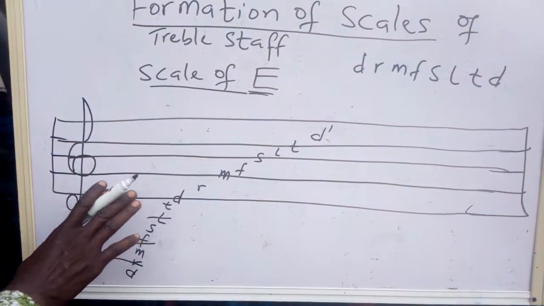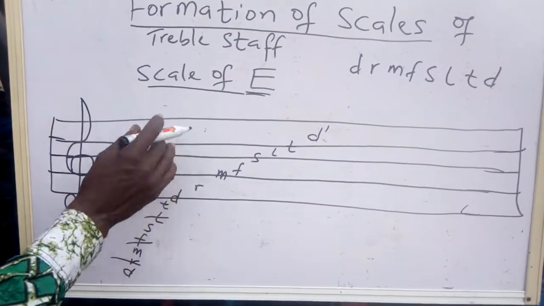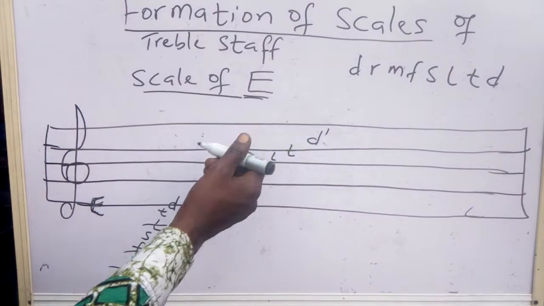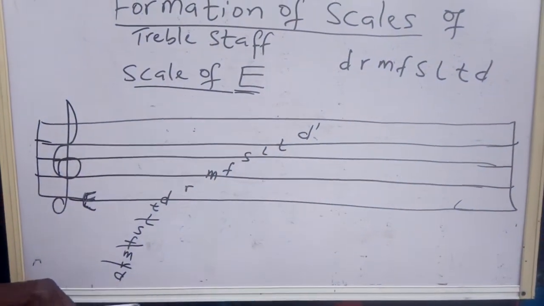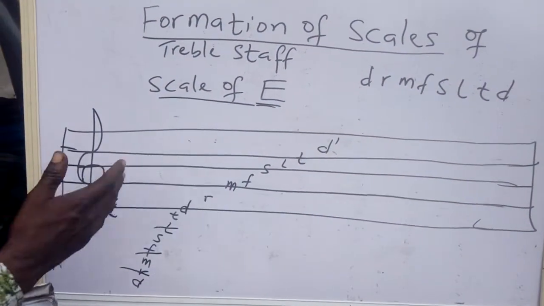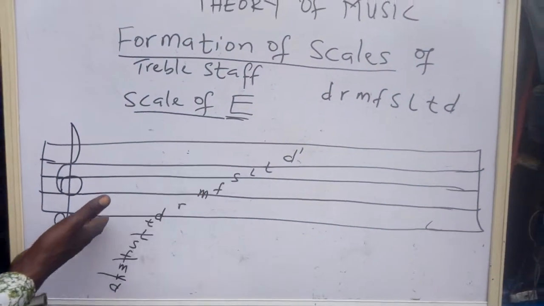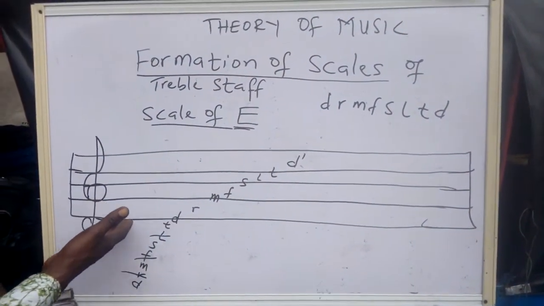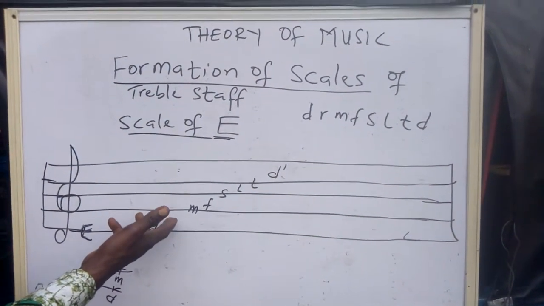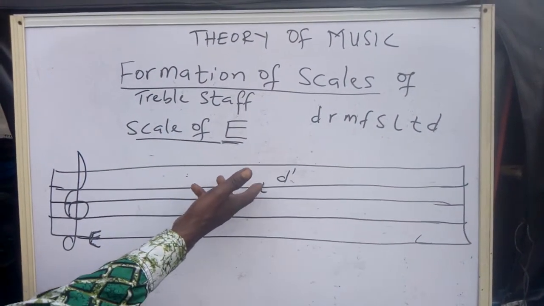You are working on any key, you have to know the position of the note on that scale of that key. Now this is an example we have just shown. Now you have your E on the first line of the treble staff, your do starts from there, your re from there, mi, fa, sol, la, ti, do.